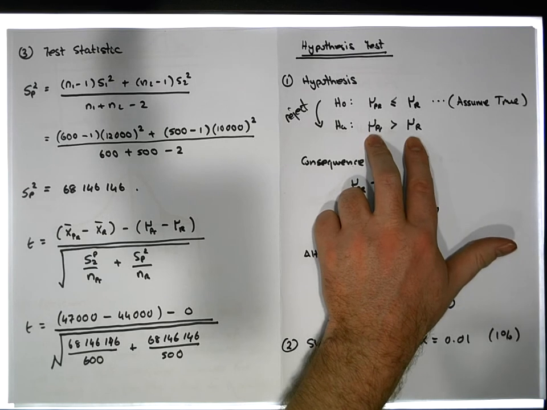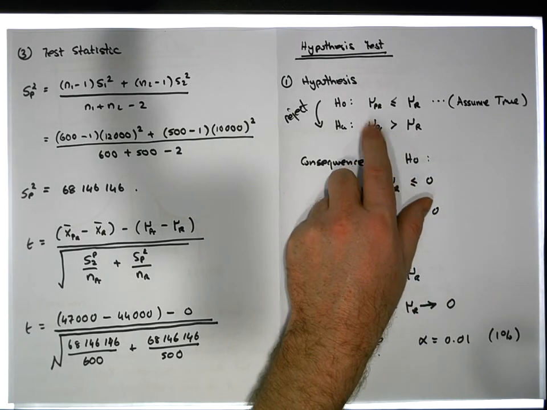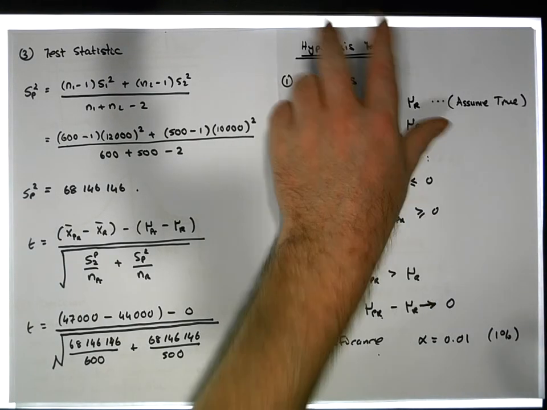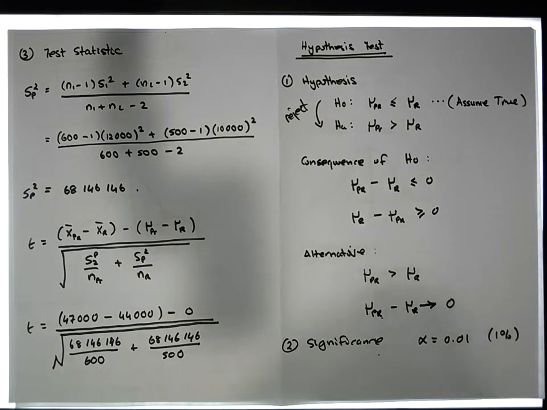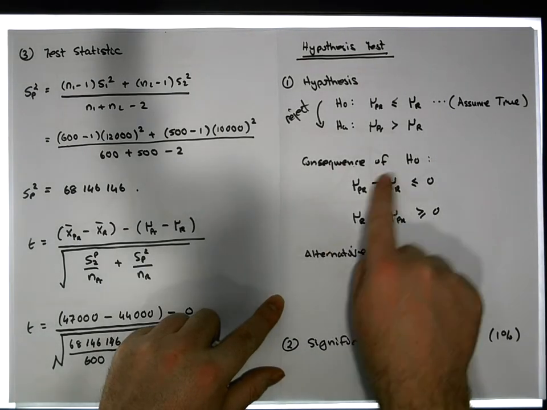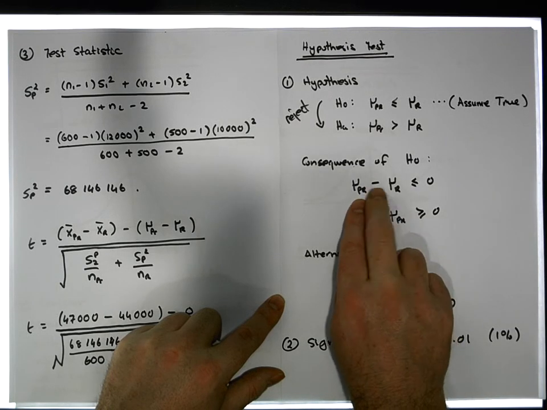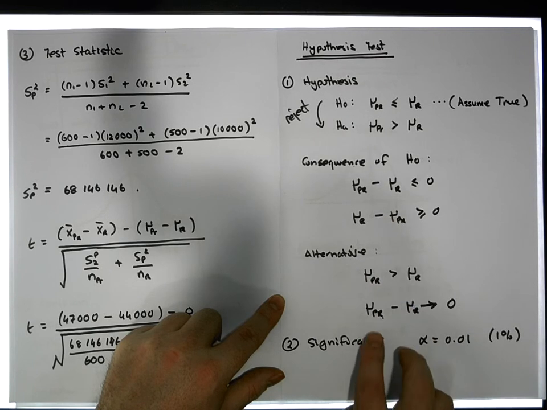So here we go. What we want to test, we put into the alternative. That is, mu of PR, the population mean for Primeland, is bigger than the population mean for Rockland. Now, just keep an eye on this when we're putting these into our test statistic. The consequence of H0 is that mu of PR minus mu of R would be less than or equal to 0. The consequence of the alternative is that mu of PR minus mu of R is bigger than 0, which is what we observed.